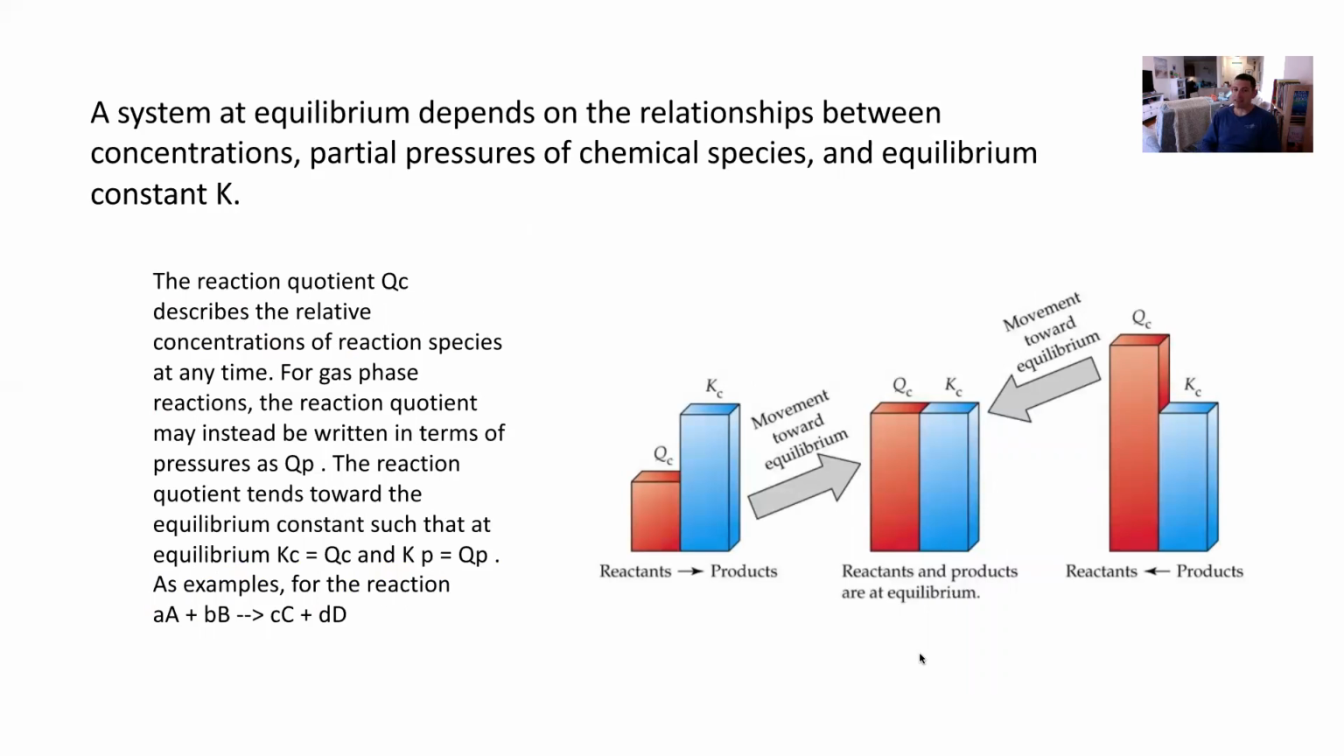Now the idea is that at equilibrium, the reaction quotient is equal to the equilibrium constant. If Q is less than K, that means we have more reactants than at equilibrium, too few products. If Q is greater than K, that means we have too many products. Either way, they will meet at equilibrium.